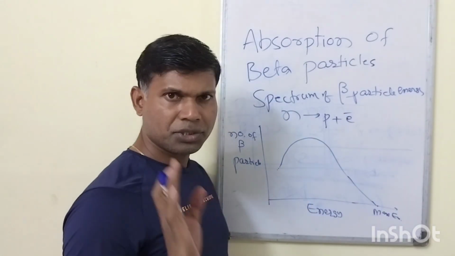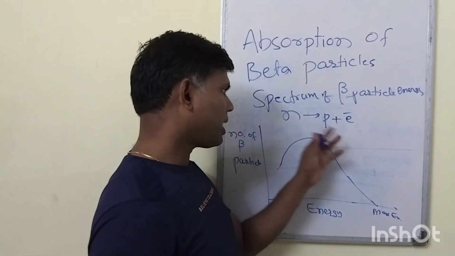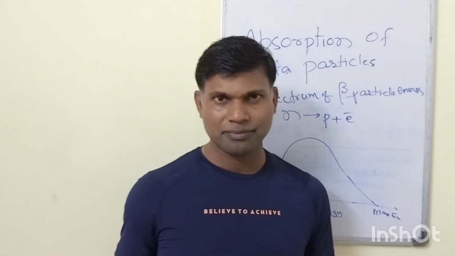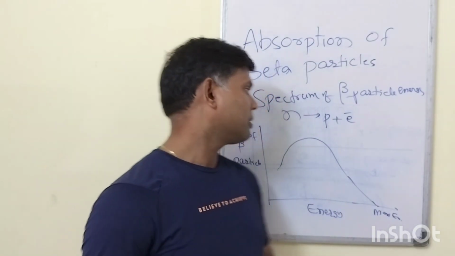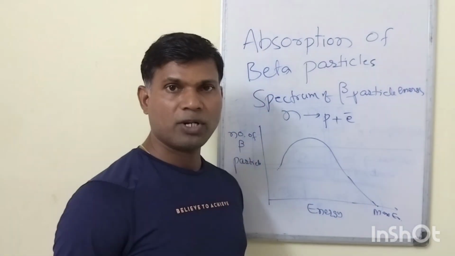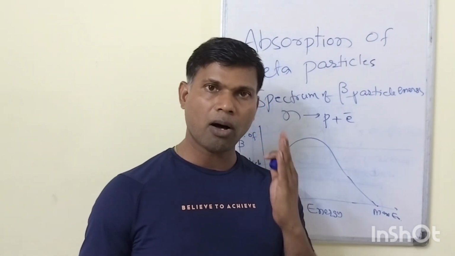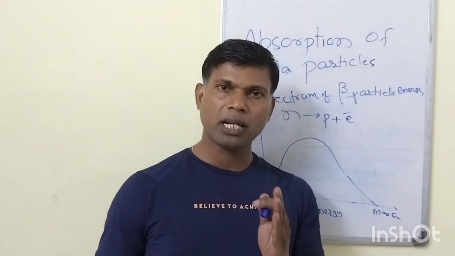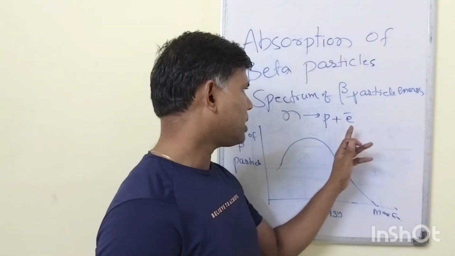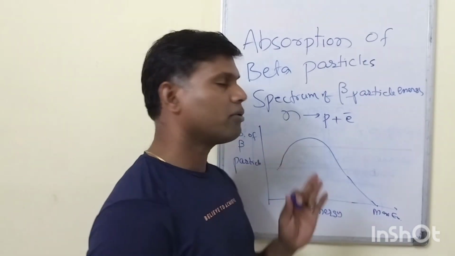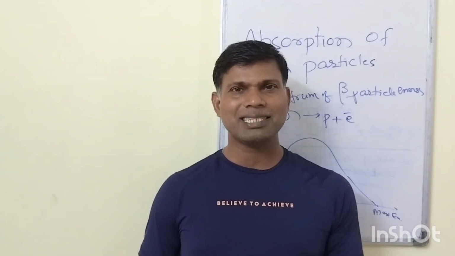Neutron charge is 0, proton charge positive, electron charge negative. Charge wise it is balanced. Mass also balanced. But spin is there, spin one-half. The neutron undergoes spin 1/2, proton spin 1/2, electron spin 1/2. 1/2 plus 1/2 is 1, but this is 1/2. This is not balancing. It is not balancing means something else is coming.